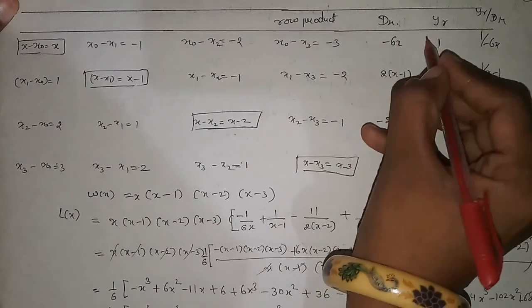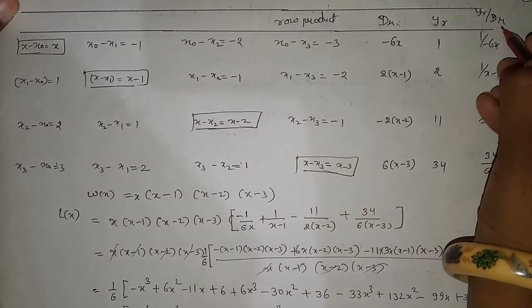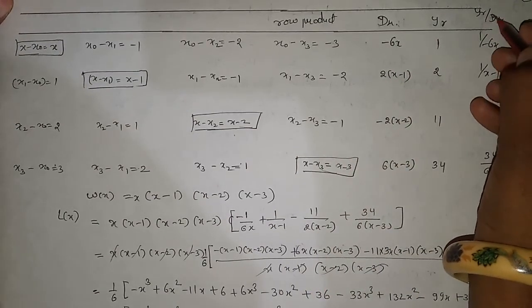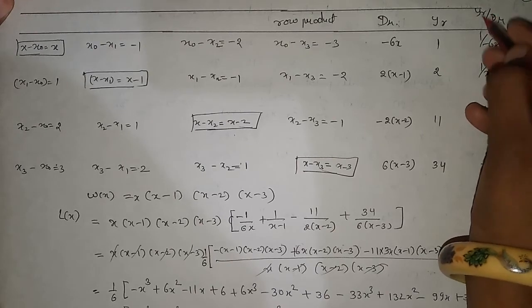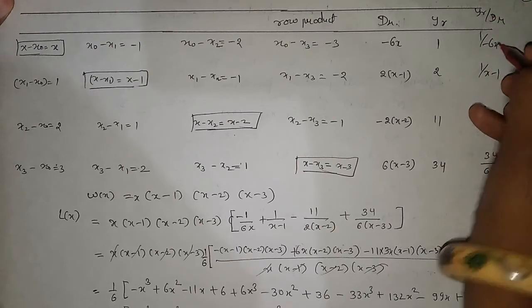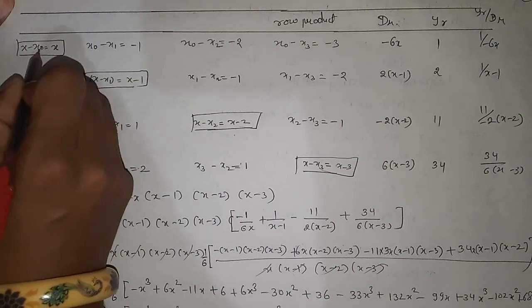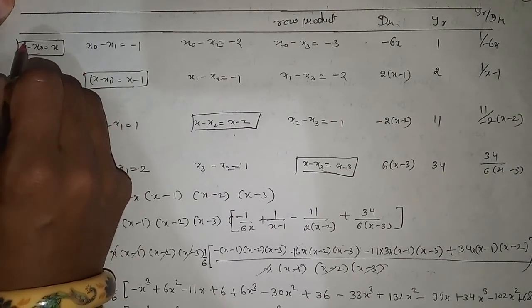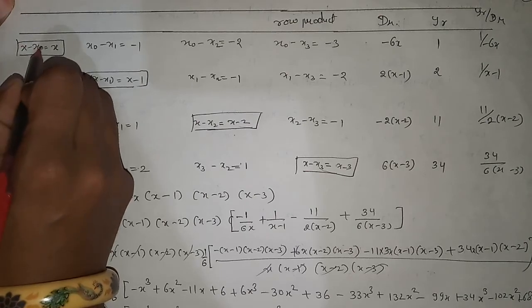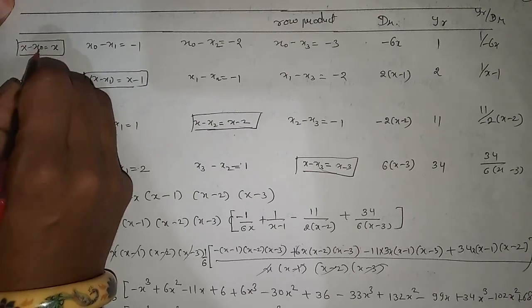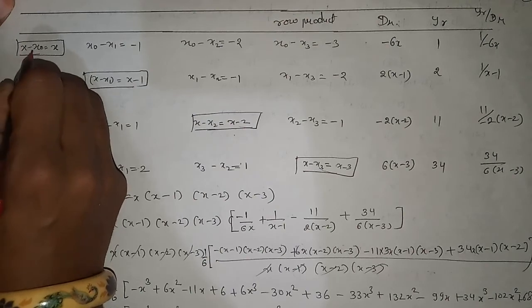But this can't be possible because we are writing y_r upon D_r. If D_r is 0, then this is not defined, so we can't write over 0 here. So we have to remember, if same values are there, instead of subtracting x0 minus x0, we will write x minus x0.